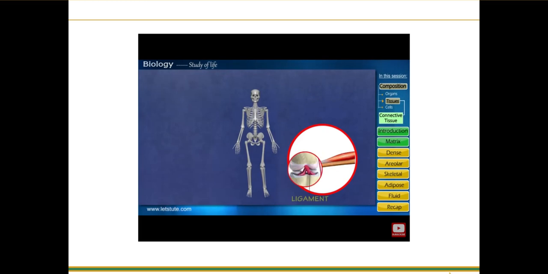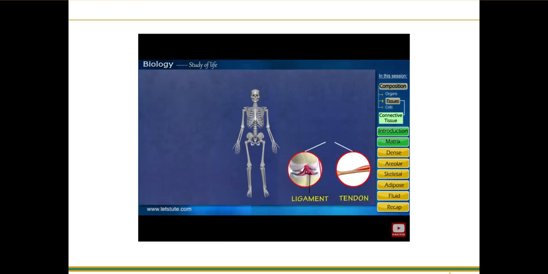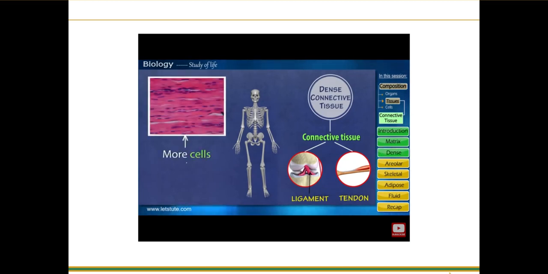And both these, that is the ligament and the tendon, are a type of connective tissue called as the dense connective tissue. Dense because the cells in this type of tissue are densely packed together with very little matrix.